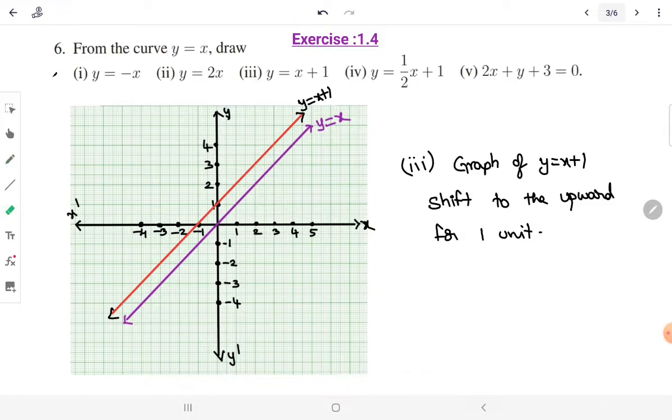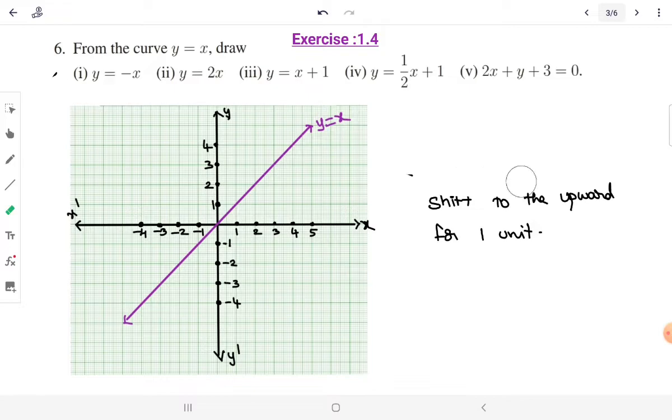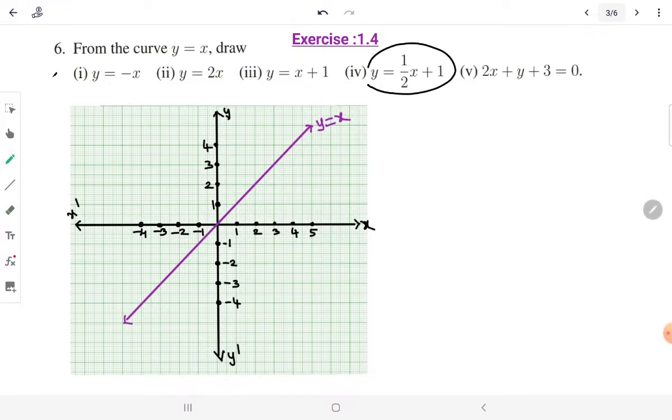Now let's see the fourth subdivision. The fourth subdivision says y is equal to half x plus 1. So first of all let's do y is equal to half x. Here the coefficient of x is half, which is clearly less than 1. Less than 1 means it comes closer to the x-axis, because the multiplying factor is less than 1.